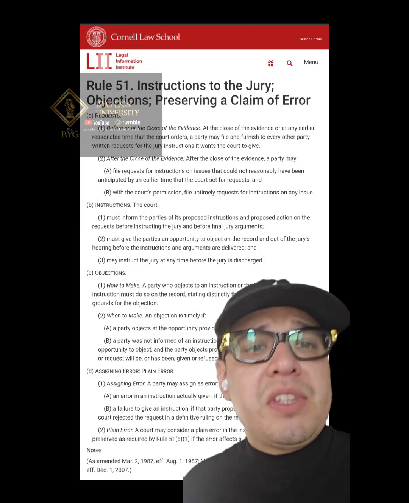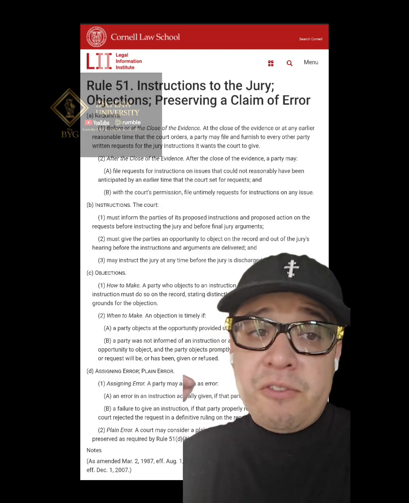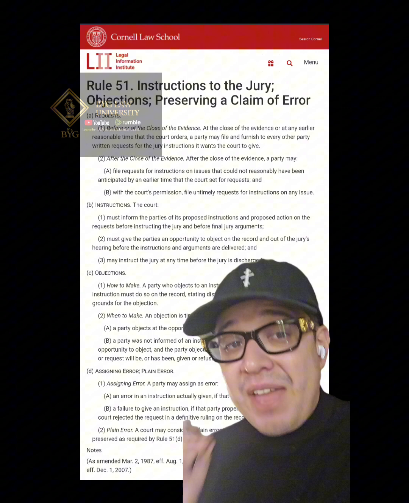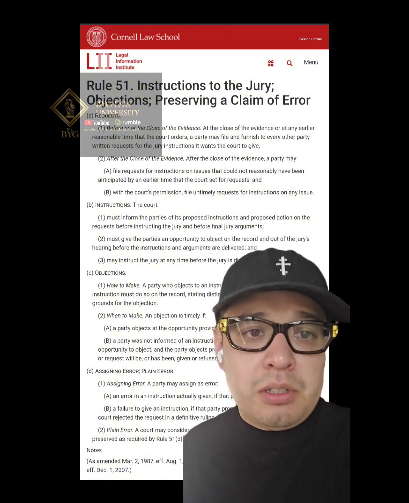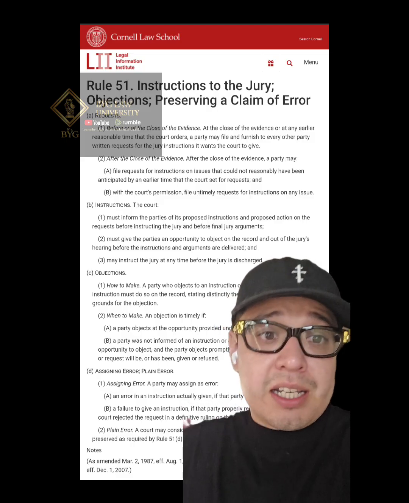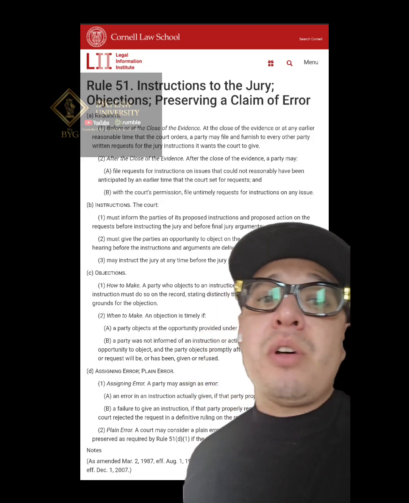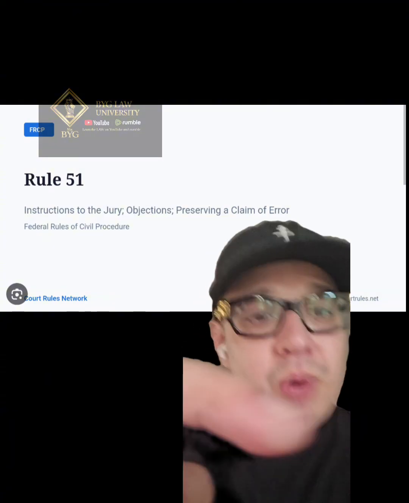Generally, Rule 51 requires a party to object to a jury instruction when the party first learns about the proposed instruction. If the party fails to object, the issue is usually waived. However, like in law, there's always an exception. A party may raise the issue on appeal if the court committed plain error affecting substantial rights.